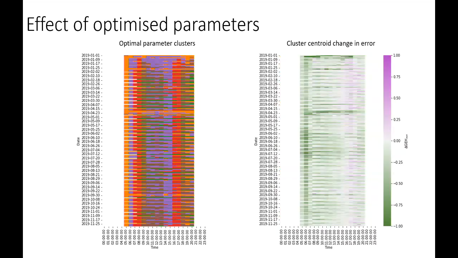If we then take these clusters, take the cluster centroid, and put them back through the model, we could then compare how they improve upon the defaults. That's on the right here, with green being improvement and purple being where it's actually got worse than the default values. In general, there's improvement, but this afternoon period gets worse. We see most improvement in the morning peak, as well as Sundays and holiday periods.